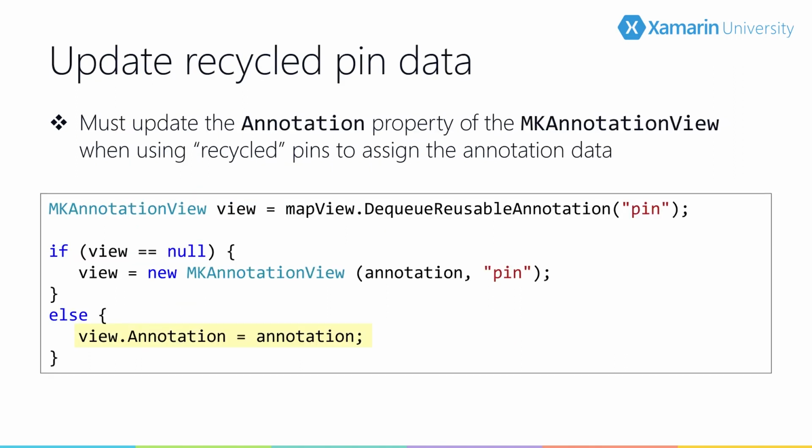When using recycled pins, you'll need to update the annotation, or the model data, for the visualization. Notice that the annotation is passed into the constructor when creating a new MKAnnotationView. When a view is reused, the previous data will still be present. Make sure to update the annotation property with the correct annotation.